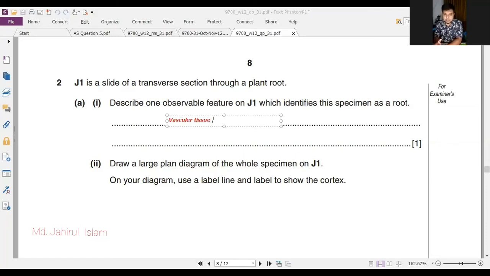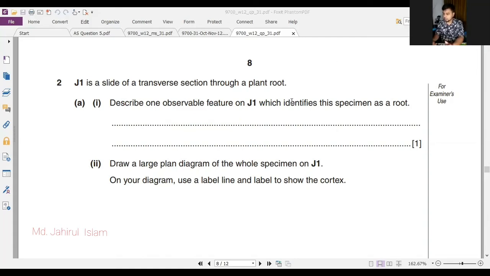You can see the root hair cell, but most of the time you will not see it when that slide is cut very thin. But you can identify if endodermis is present, if pericycle is present, vascular tissue in the center. So I am writing vascular bundle or vascular tissue in center. Just write it and then you can answer this simple question. Otherwise you can answer the vascular bundle in the center, or endodermis present, then pericycle present.